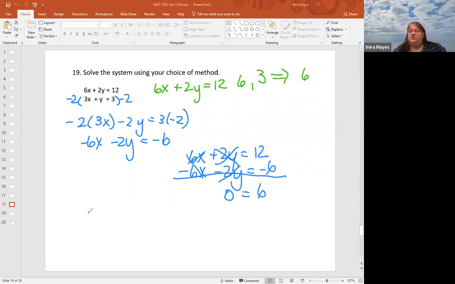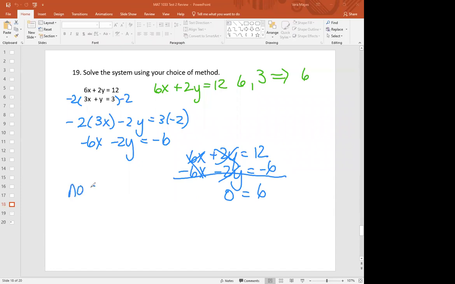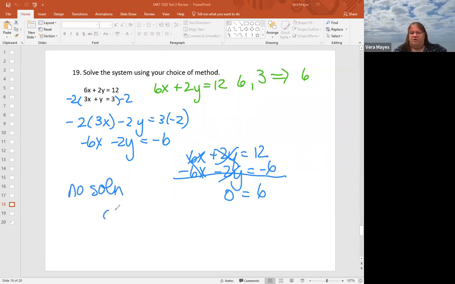Is this true ever? No. So this one has no solution, or it's an empty set. This is one where they're probably parallel to each other and they never touch. So that's what it looks like if you were to try to graph them. They would never cross each other. They don't ever agree with each other. So that's one of those.